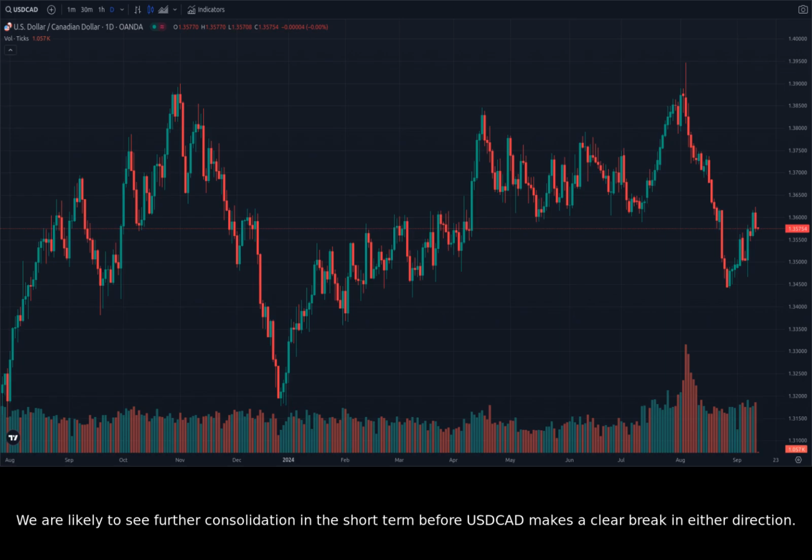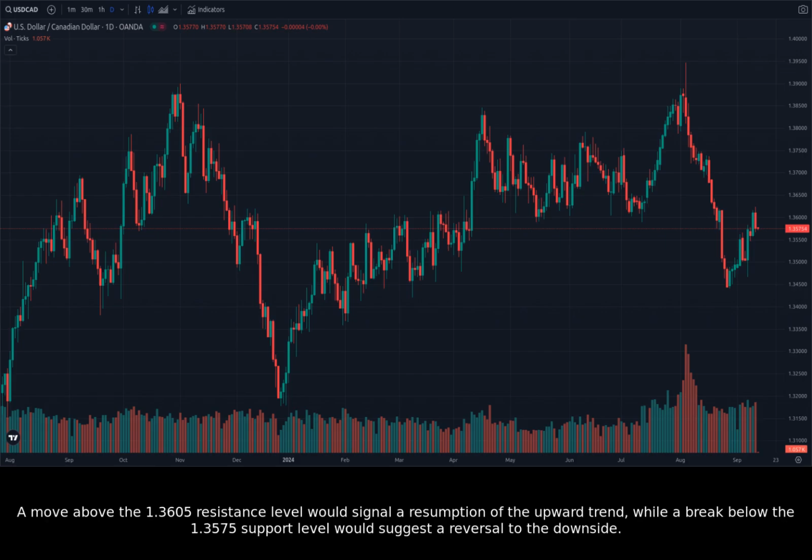We are likely to see further consolidation in the short term before USDCAD makes a clear break in either direction. A move above the 1.3605 resistance level would signal a resumption of the upward trend, while a break below the 1.3575 support level would suggest a reversal to the downside.